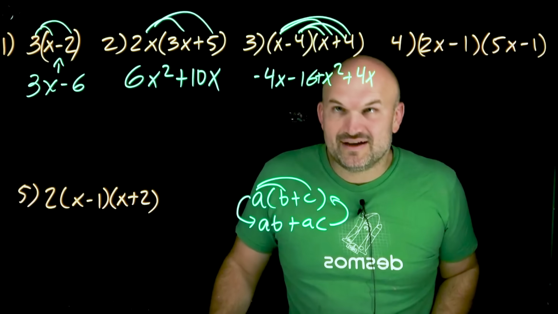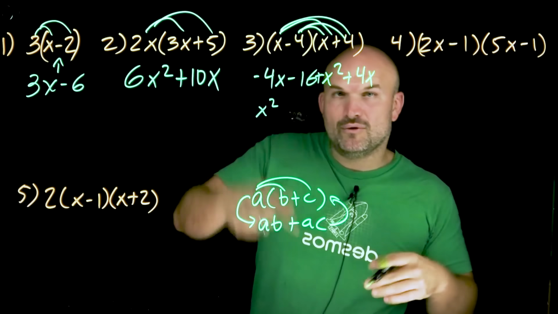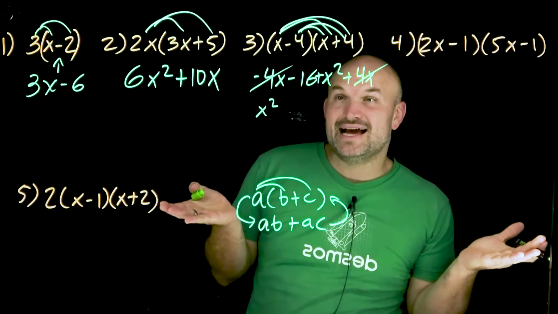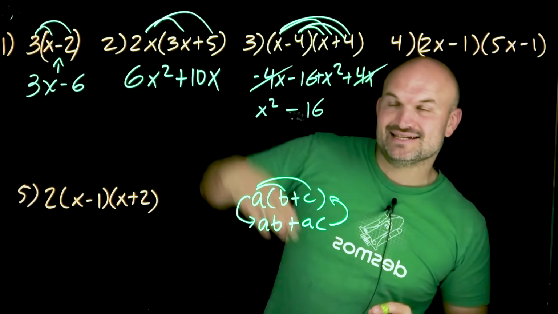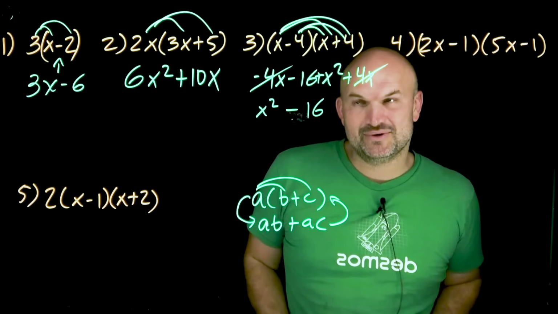When I go ahead and simplify this, I can say, well, I have an x squared, right? What about my x's? Well, negative 4x and positive 4x, those are going to add to 0. So I don't have any x terms. And then I have a negative 16. That looks very similar to that example I showed you with those little boxes. Remember the x squared minus 1? This is going to be an x squared minus 16.